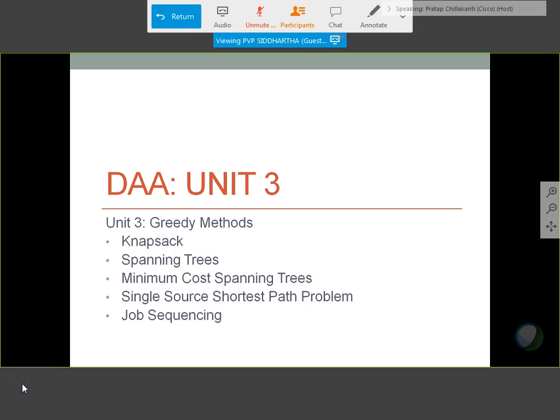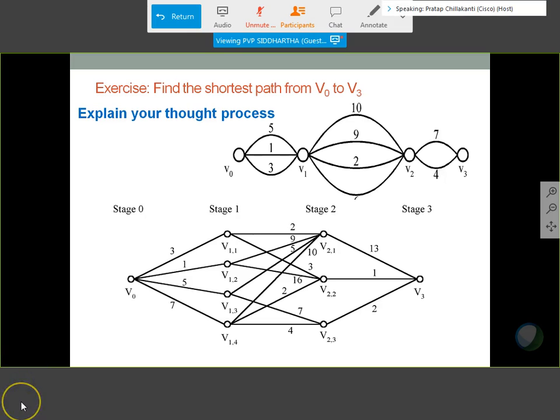But before that, you can see these are all the things that we are going to cover. Groups of 2 in all colleges, please facilitate.